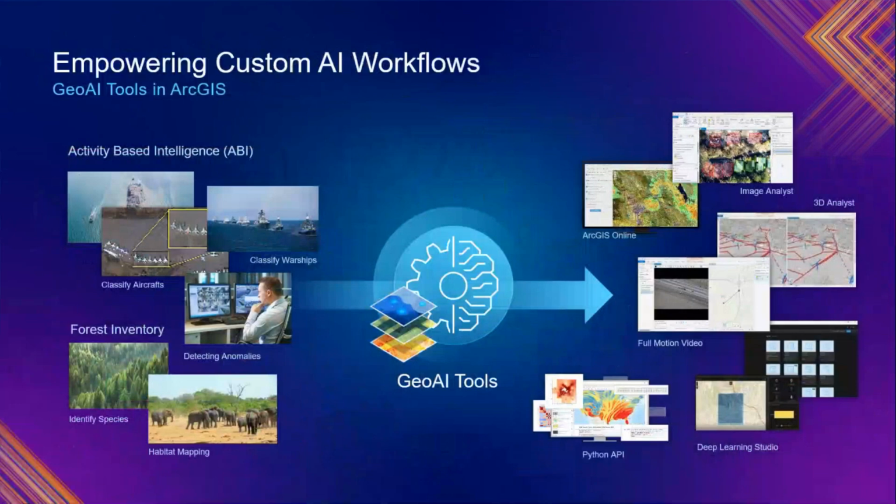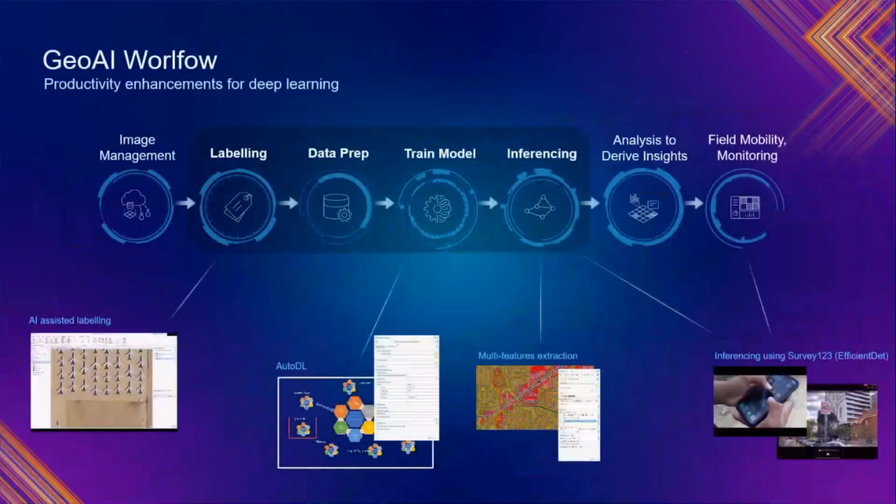So this empowers users to do these workflows, to take the data from these different industries and apply these GeoAI workflows to the different types of data. This is typically what we call the GeoAI workflow. The workflow goes from left to right. I'd mentioned the management of the imagery. Typically, you have to label the imagery, you have to prepare it, you have to train the models.